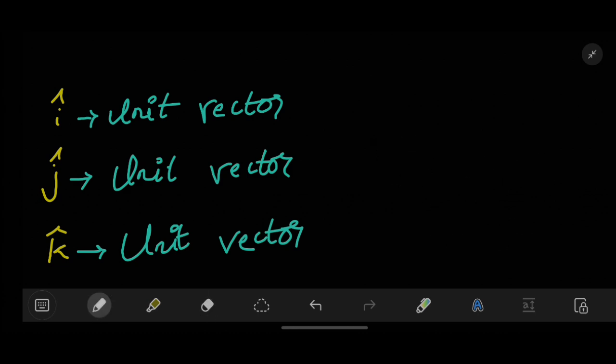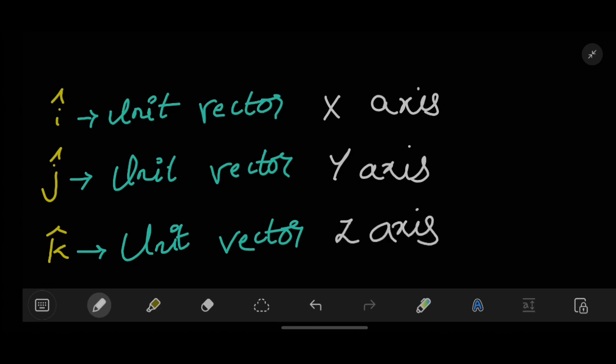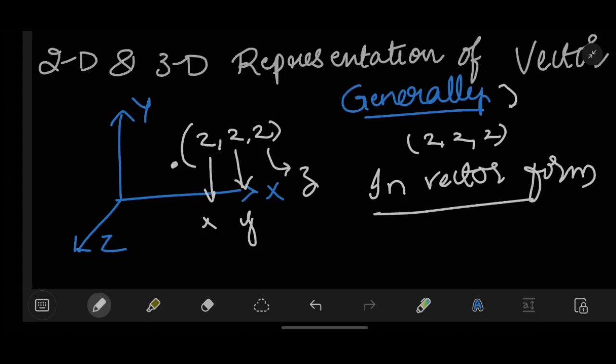So i cap is a unit vector in the direction of x axis, j cap is a unit vector in the direction of y axis, and k cap is a unit vector in the direction of z axis. So in vector form, now we have seen it already, right? This point is written as 2 i cap plus 2 j cap plus 2 k cap. In this way we are going to write the same points in vector form.